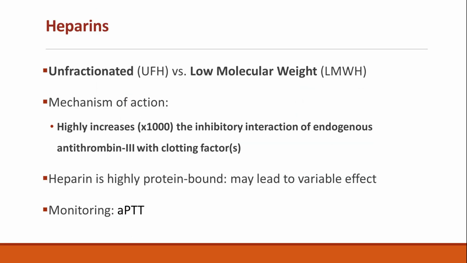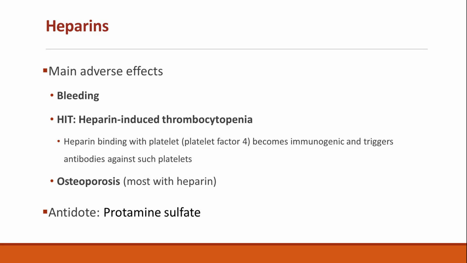Heparins act by enhancing the activity of antithrombin III, leading to inhibition of thrombin and factor Xa. However, their effect can be variable due to protein binding, requiring monitoring with APTT. The most expected adverse effect is an increased risk of bleeding, which is universal for all anticoagulants. Protamine sulfate is an antidote that can be used to control such risk.